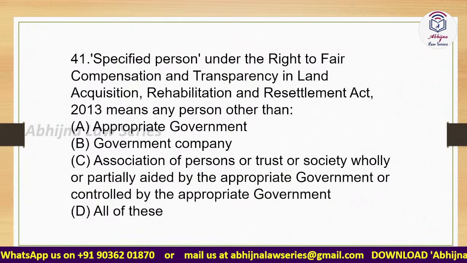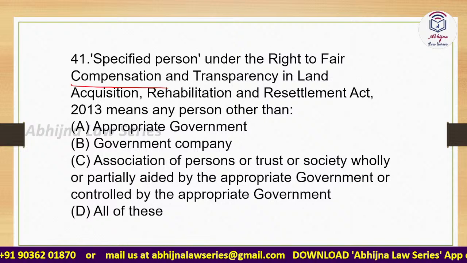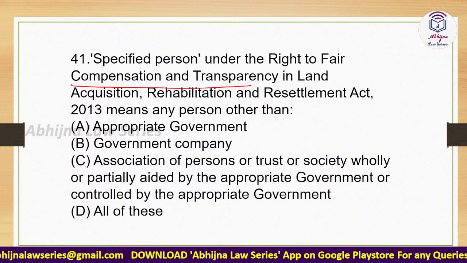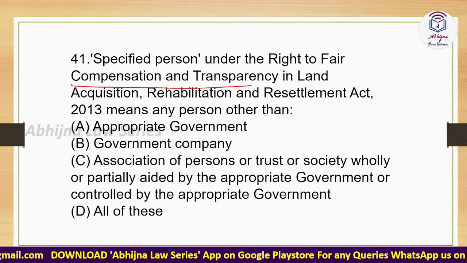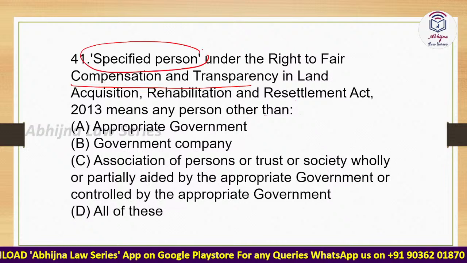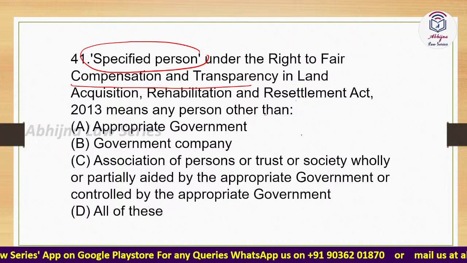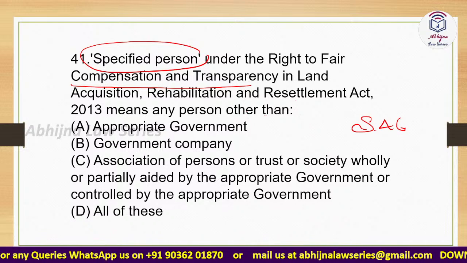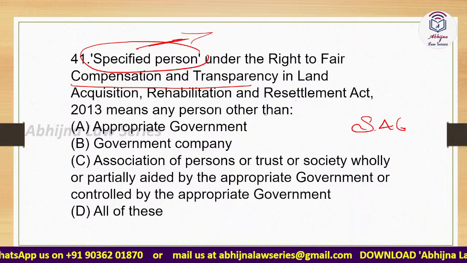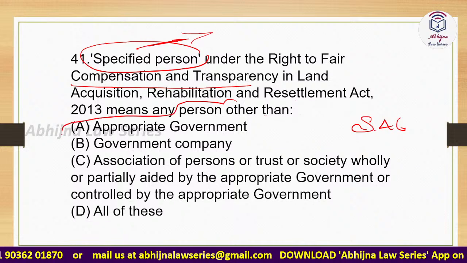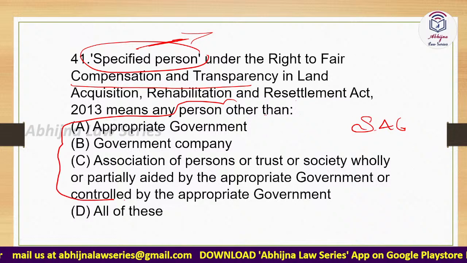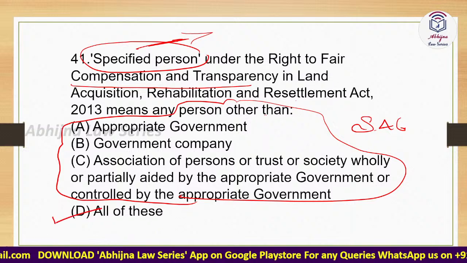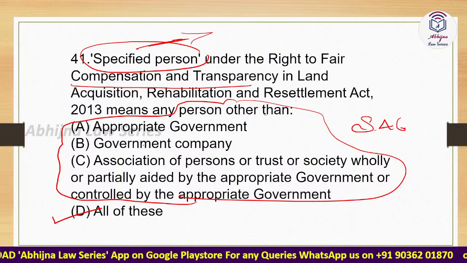Next one, specified person under the Right to Fair Compensation and Transparency in Land Acquisition, Rehabilitation and Resettlement Act. It means any person other than. So who is a specified person? They prescribe certain persons as per section 46. They say that these persons are persons other than the appropriate government, company, association or body of persons or individuals. Okay, so that's why D, all of these come under this category.